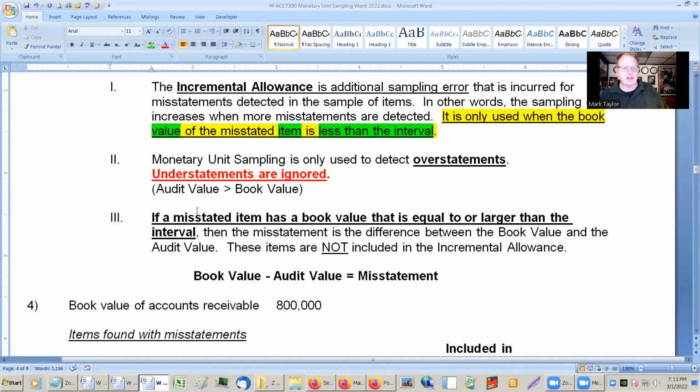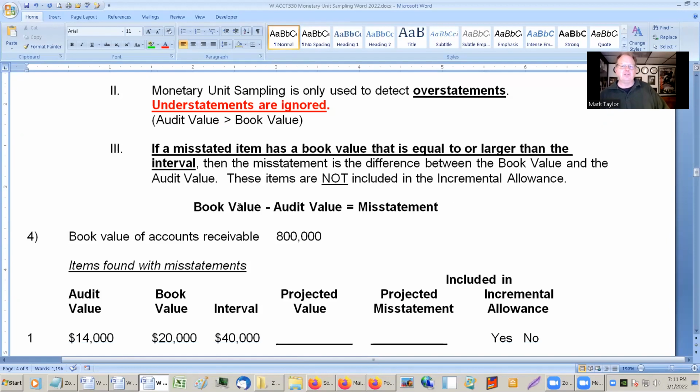Now, there's also a part of this that you have to think about a little bit. If the misstated item has a book value that is equal to or larger than the interval, in other words, we're talking about things that are 100% going to get picked because they are bigger than the interval, whatever the interval is, then the misstatement is the difference between the book value and the audit value. And these are not included in the incremental allowance. And I'll explain why in a second.